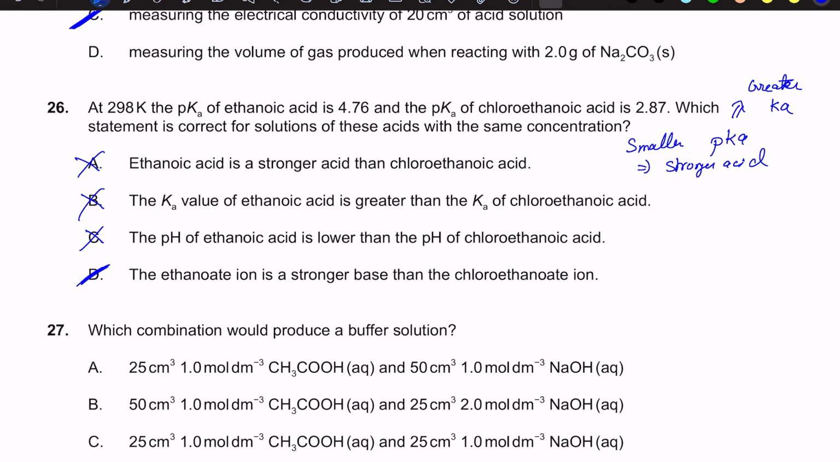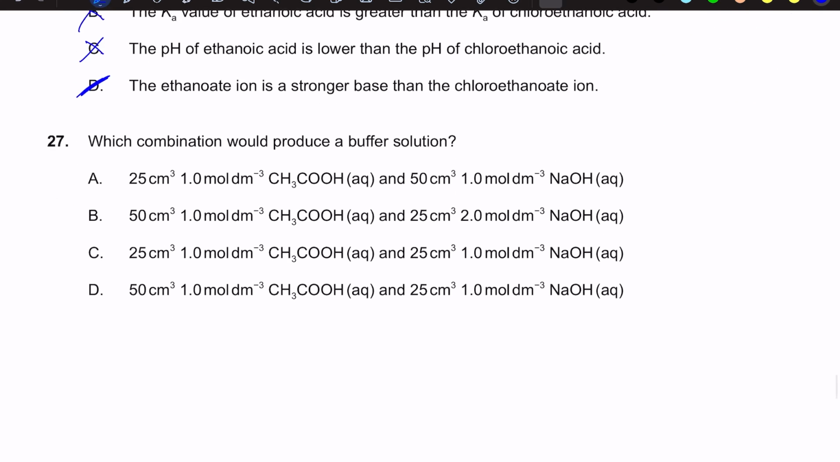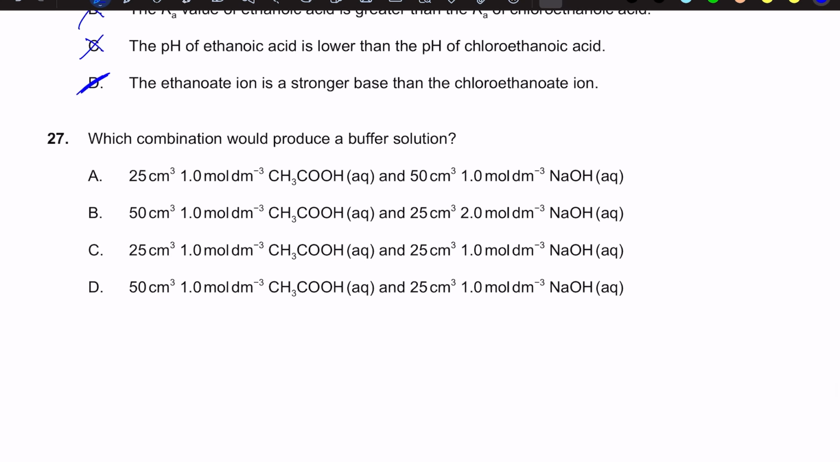Yes. Moving to the next question, we have to find out which combination produces a buffer solution. So, what is the condition of a buffer solution? For a buffer solution, you should have acid and a salt. Both must be present in the solution. And this is only possible if the moles of NaOH is less than the moles of ethanoic acid.